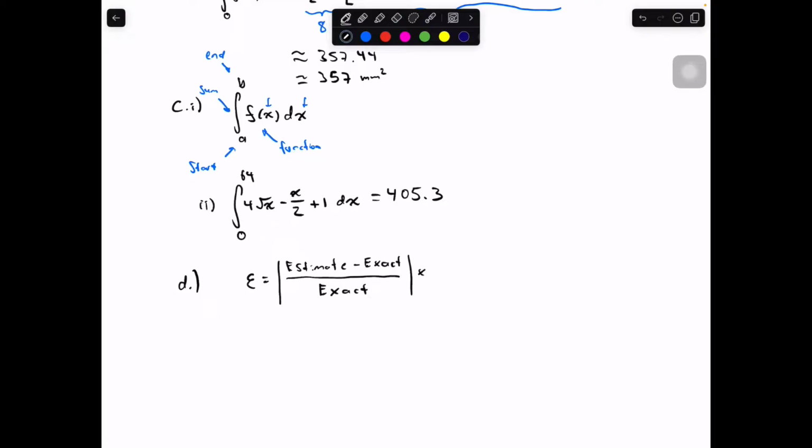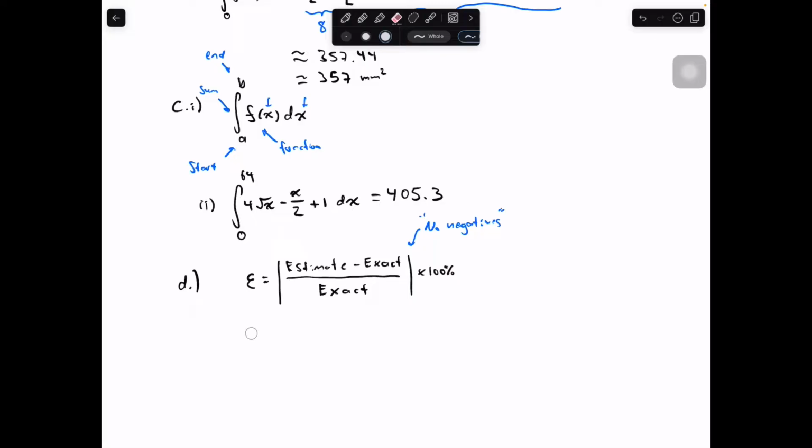And then we want to write this as a percentage because it's percentage error. And what these things are called are absolute values. What they do is they say no negatives. So even if you get a negative value, we don't want any negatives. We want to write it just as a positive difference. We want to find what's called the magnitude of the difference between our estimate and our exact.